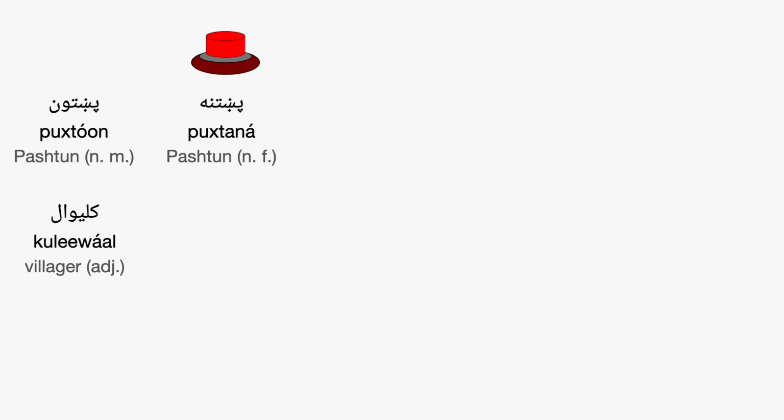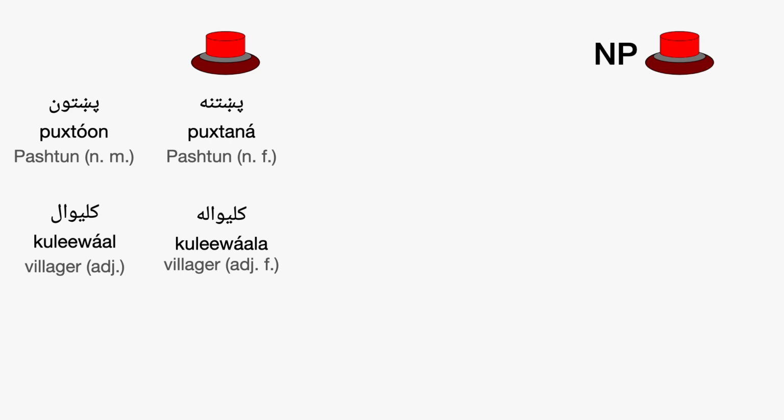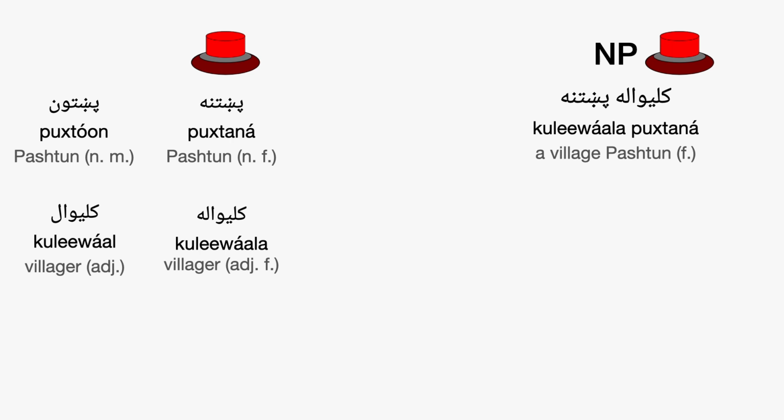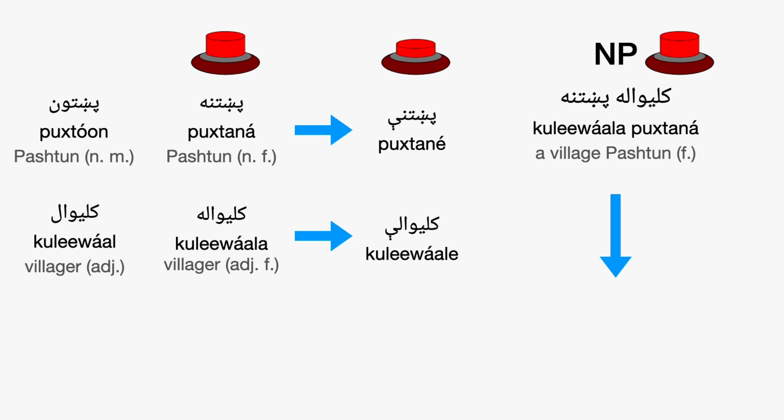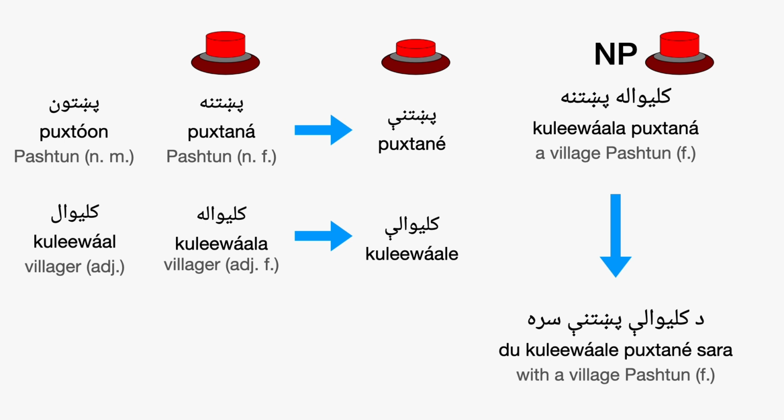So if we said a Pashtun from the village, we could say a Kaliwal Pakhtun. But this is a female, so we have to use the female version of that adjective: Kaliwala Pakhtana. So our noun phrase that we're going to stick in the sandwich, the thing that he is talking about, is a Kaliwala Pakhtana, village Pashtun. But to stick it in the sandwich, we have to inflect it. So we're going to inflect Pakhtana to Pakhtane and Kaliwala to Kaliwali. So he says, the Kaliwali Pakhtane sara.